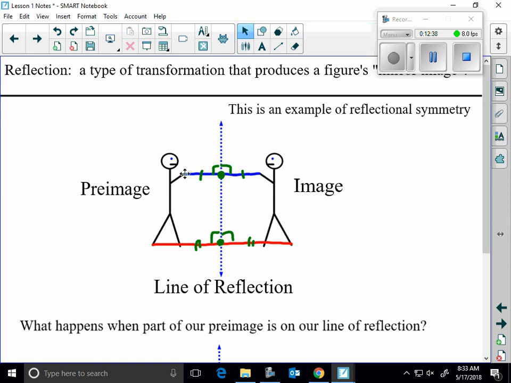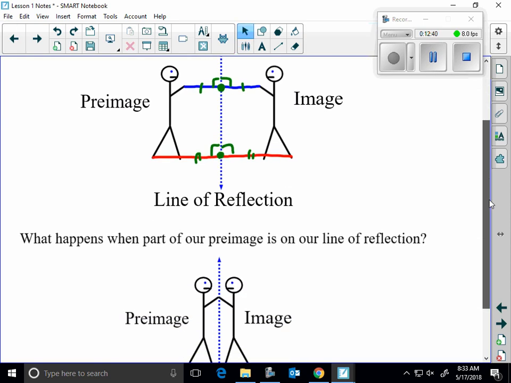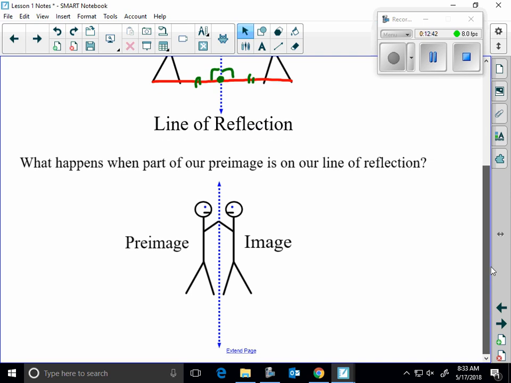So as we fill in some information below, I think it might be on the next slide, so we'll wait until then. But it's actually pretty cool. It brings back this idea of the perpendicular bisector. Okay, so here it says what happens when part of our pre-image is on the line of reflection. That same part of the pre-image stays on the line of reflection.